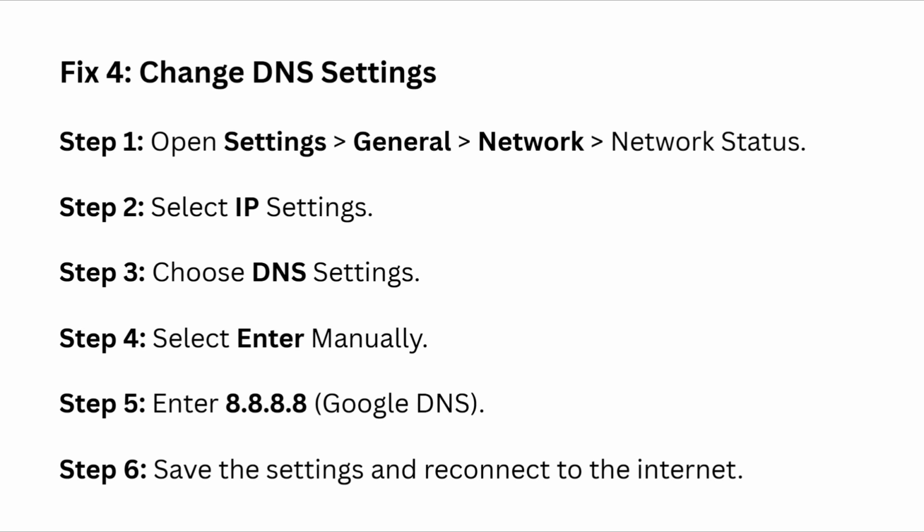Fix 4. Change DNS settings. Open settings, then go to general, then go to network, then go to network status and select IP settings. From there, choose DNS settings and select enter manually. Enter 8.8.8.8, which is the Google DNS, then save the setting and reconnect to the internet.